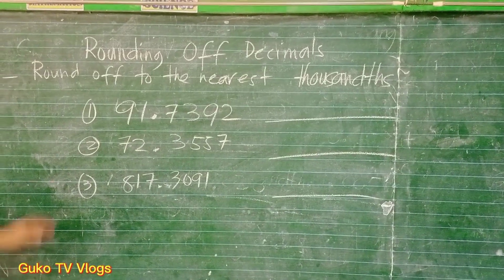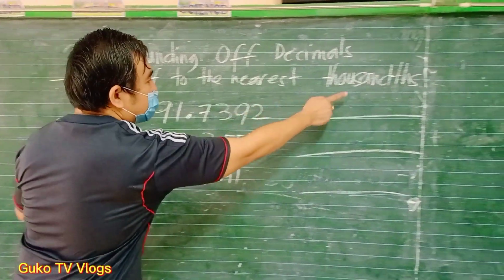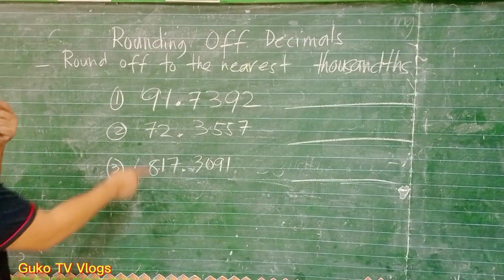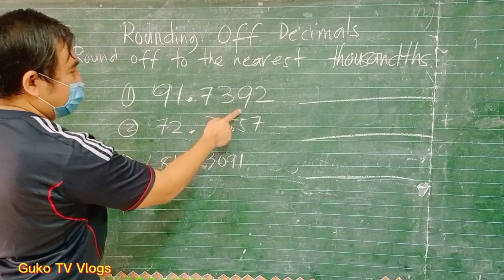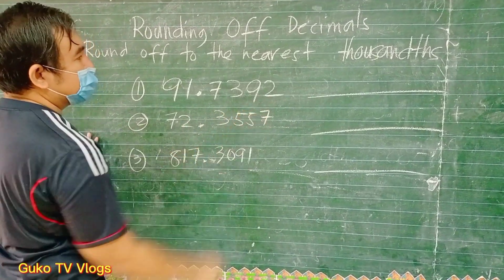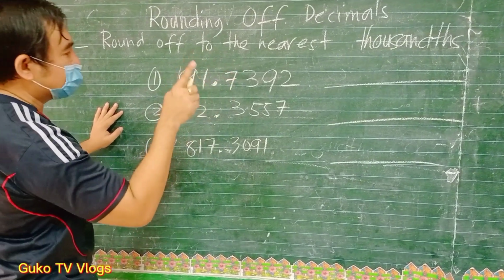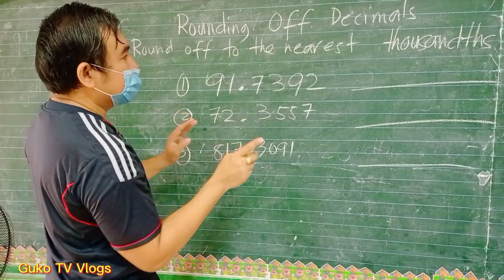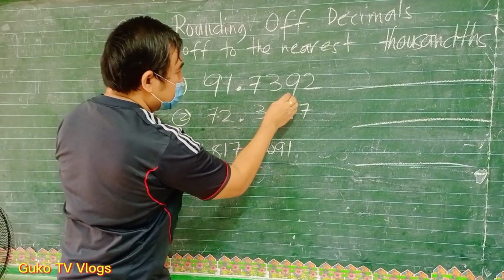Okay, let's proceed. Now, we'll round off these decimals to the nearest thousandths. So, okay, let's start. Number 1. We have here 91 and 7,392 ten-thousandths. So again, the instruction is we will round off to the nearest thousandths. The first step is to look where the thousandths place is. So this is tenths, hundredths, this is thousandths.